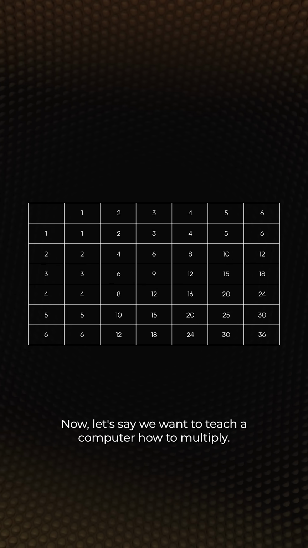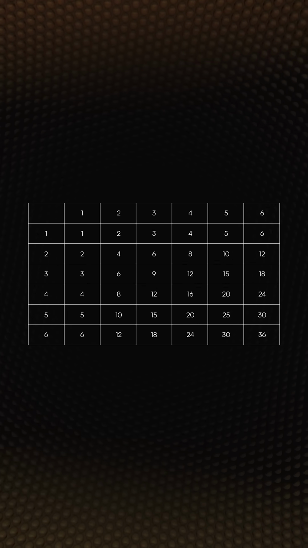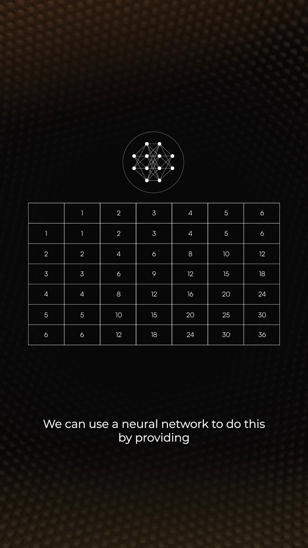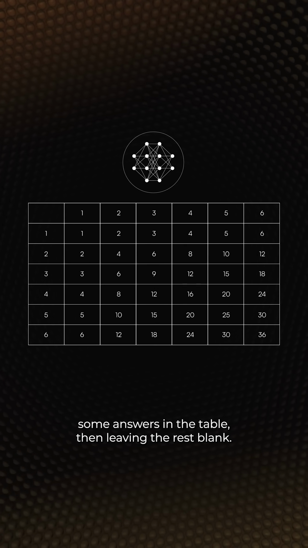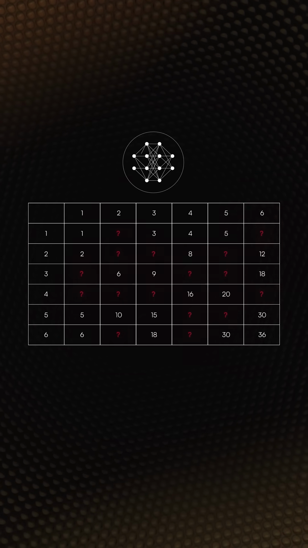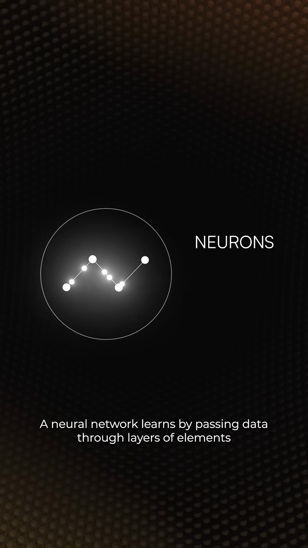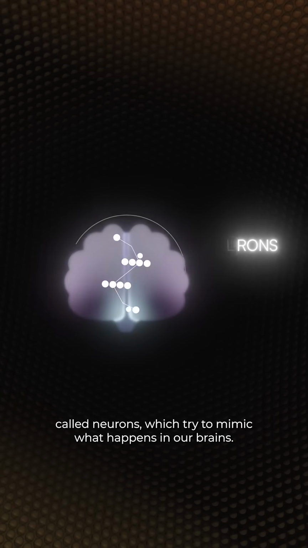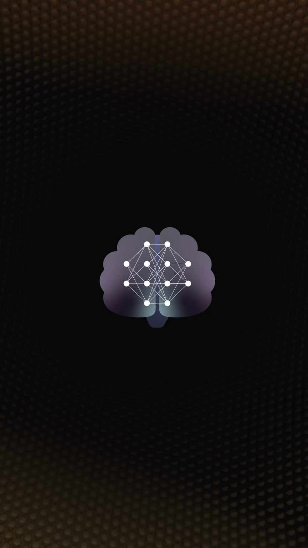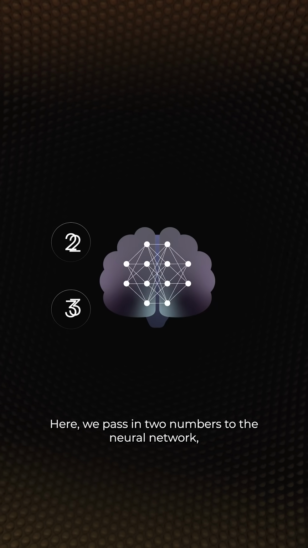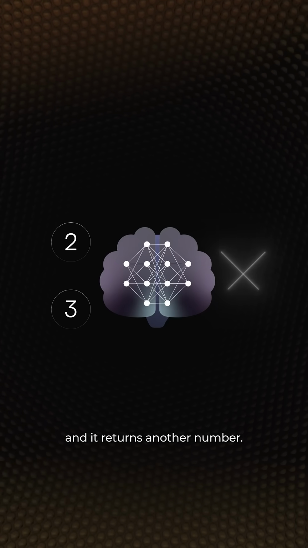Now let's say we want to teach a computer how to multiply. We can use a neural network to do this by providing some answers in the table, then leaving the rest blank. A neural network learns by passing data through layers of elements called neurons, which try to mimic what happens in our brains. Here, we pass in 2 numbers to the neural network, and it returns another number.